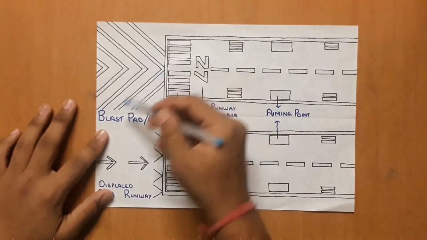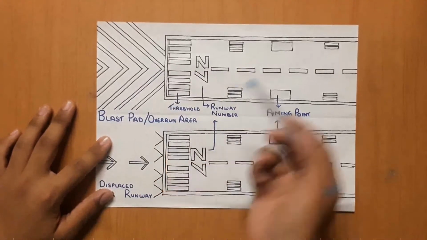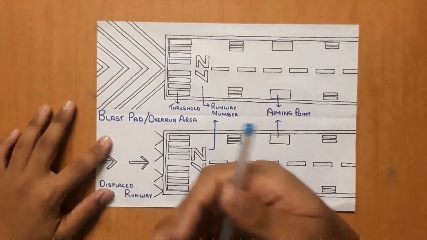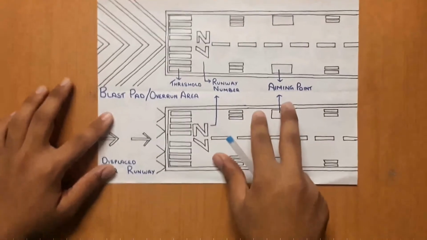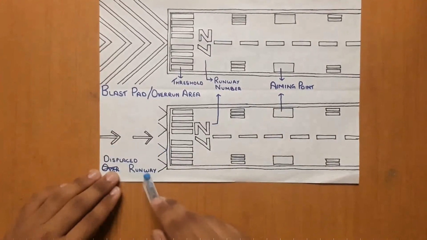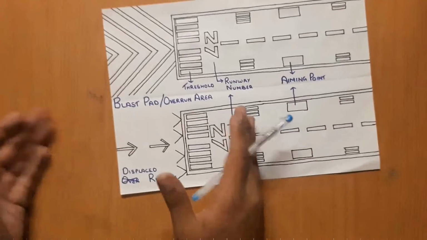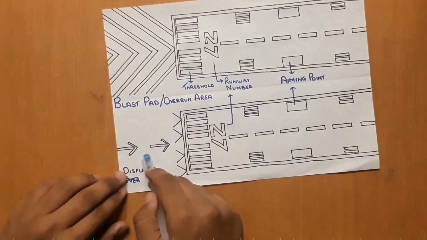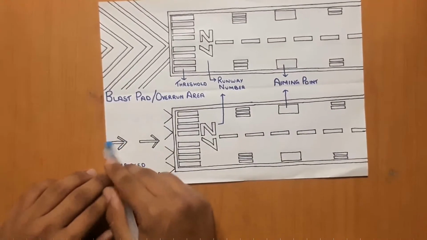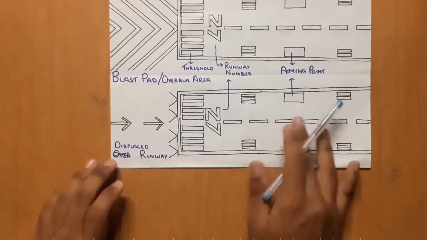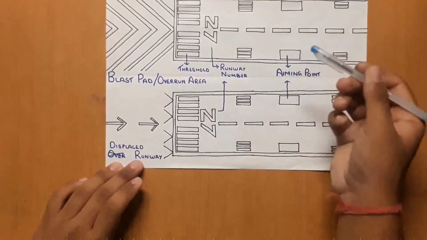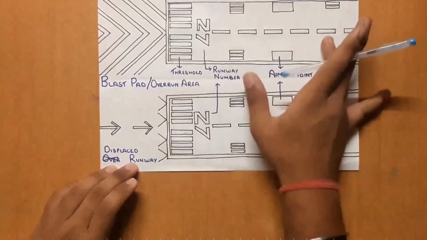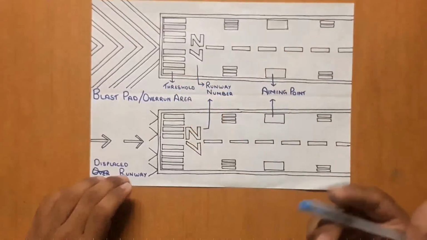Now these arrows are called the blast and overrun area. If the aircraft is not able to fully stop on the runway, then these areas are there to help the aircraft stop. Now these arrows are called the displaced runway. It's a part of the runway where aircraft can taxi and take off from, but the aircraft can't land in this area. They have to land in this particular area. Now this is the aiming point, where the pilots aim the aircraft to land, because it's a landing range and the aircraft is to land in the particular area only.